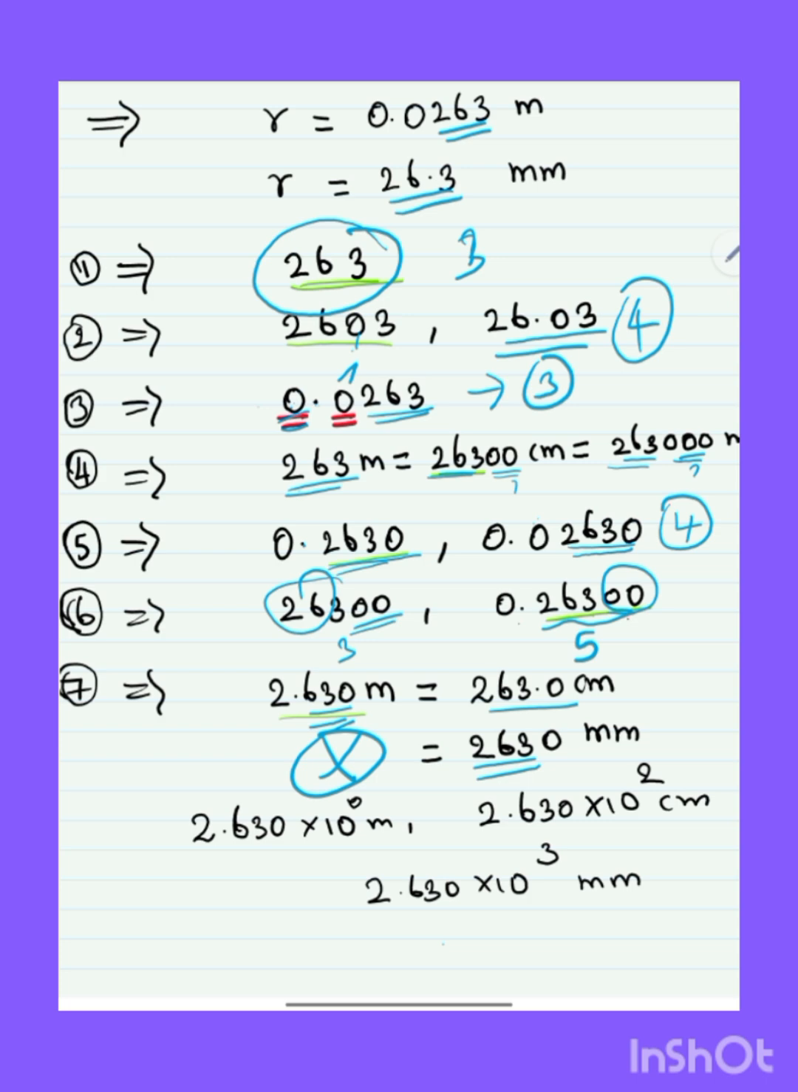To avoid this confusion, we can use scientific notation. This quantity can be represented as 2.63 into 10 raised to 0 in meter, and as 2.63 into 10 raised to 2 in centimeter, without changing the base numbers. Here the bases are the same, whereas only the order of magnitude varies when we change the units. In meter it is 10 raised to 0, in centimeter 10 raised to 2, and in millimeter it is 10 raised to 3. That's all.